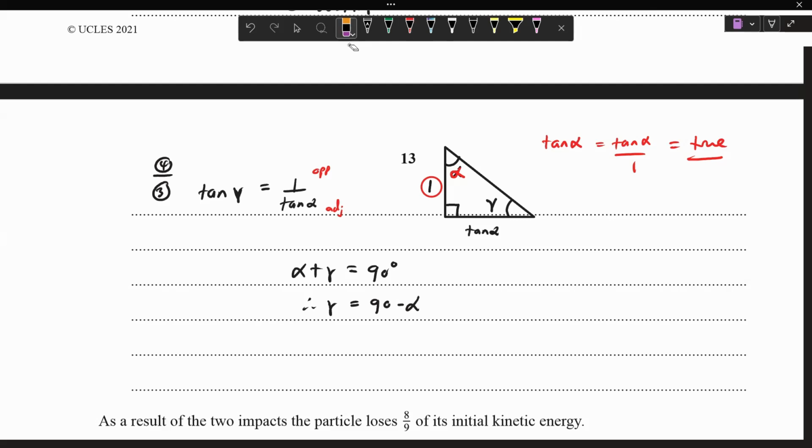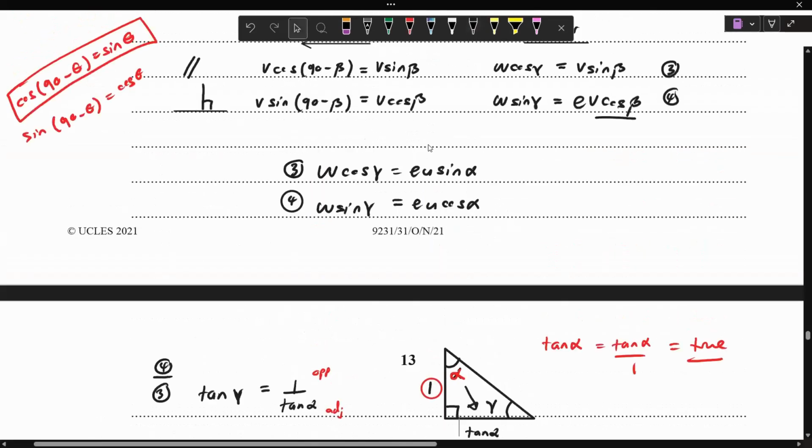Tan alpha is opposite over adjacent. So opposite is tan alpha, adjacent is 1. So tan alpha over 1 is just tan alpha. So it's true, and that makes that angle alpha. Okay, so now it's okay.